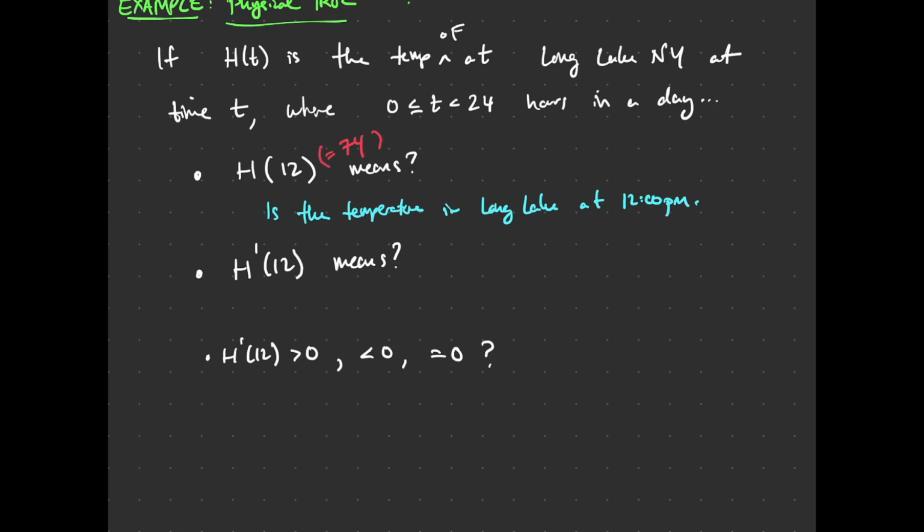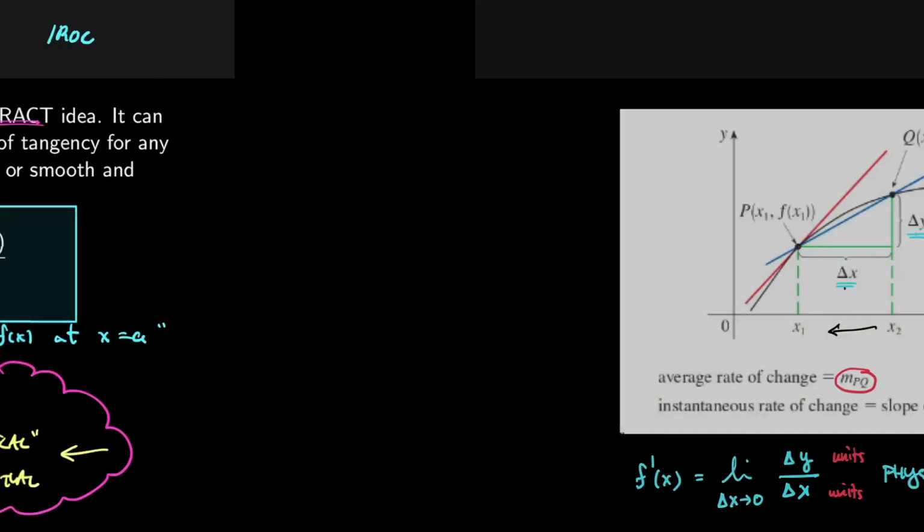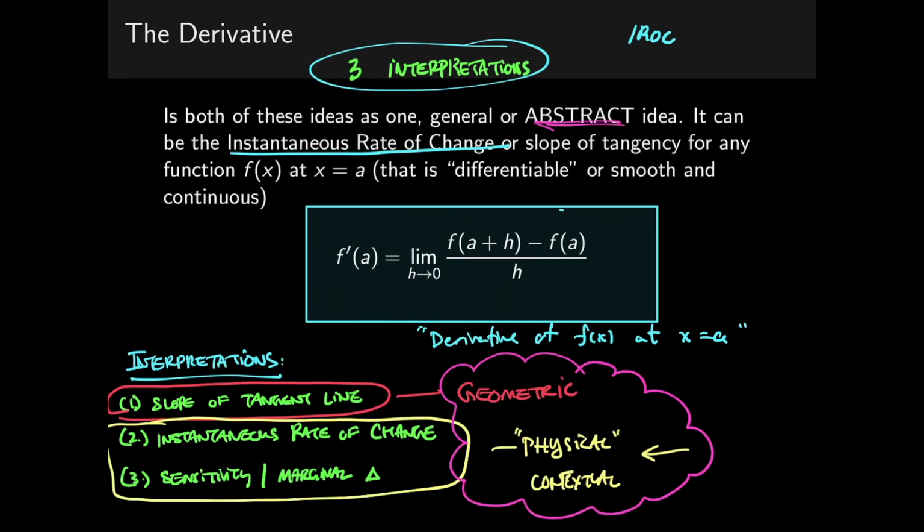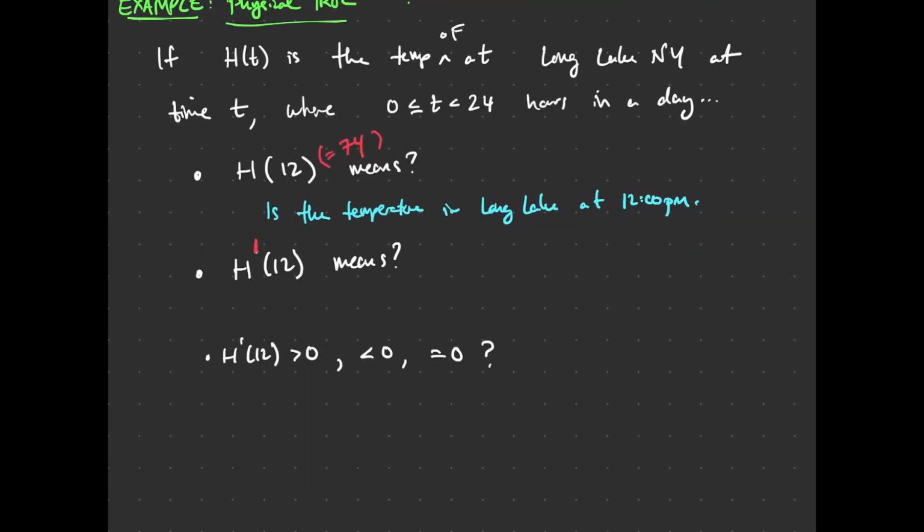Okay. Now, how about h prime of 12? Well, this prime notation tells us that we're talking about the derivative. What is the derivative? Great question. The derivative has 3 interpretations. It's the slope of the tangent line, it's the instantaneous rate of change, or it's the sensitivity or marginal change. Here, it would make the most sense in this physical context of temperature and time to talk about the instantaneous rate of change. Okay, so marginality doesn't really play here, and we'll do an example of where it does. So h prime of 12 really means the instantaneous rate of change.